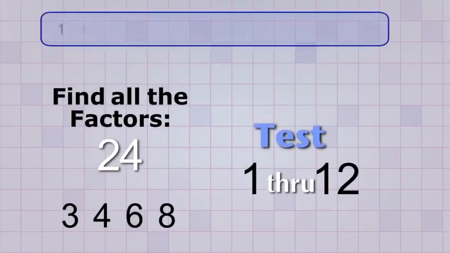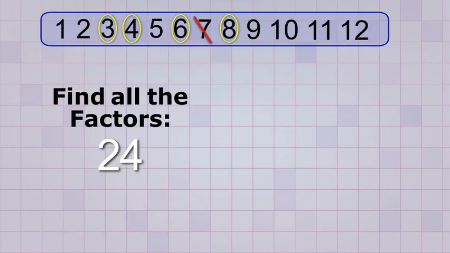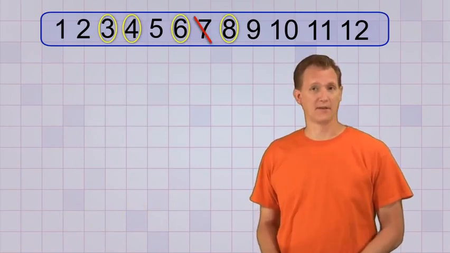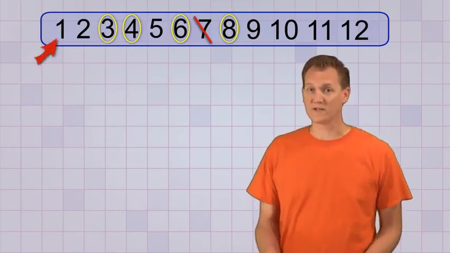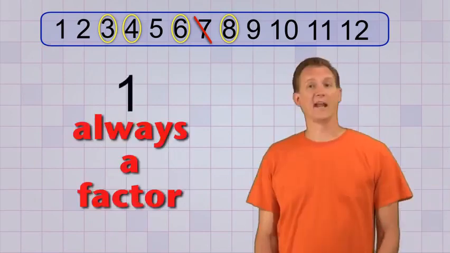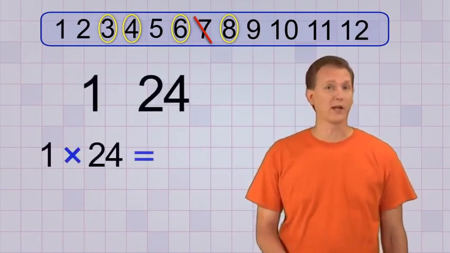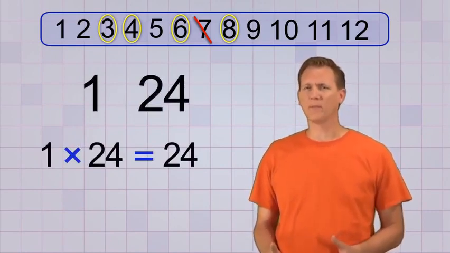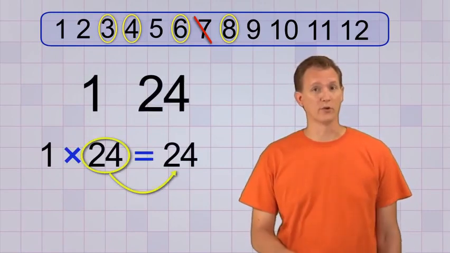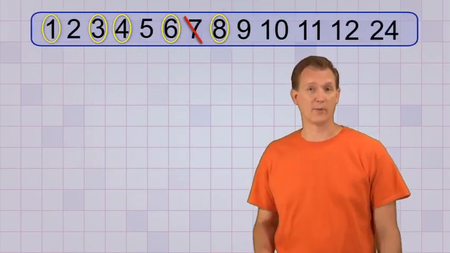To keep things organized, let's list the numbers we're going to test, and we'll circle the factors that we already know. 3, 4, 6, and 8. We can also cross out the 7 since we already tested it and found out it wasn't a factor. Okay, now for the numbers we haven't tested yet. Let's start with 1. Well, of course 1 is a factor because 1 will divide evenly into any whole number, so 1 is always a factor. And since 1 is a factor, then that means that 24 is also a factor because 1 times 24 equals 24. It might seem weird that a number is always a factor of itself, but it's true. Knowing that helps you get started listing the factors, because you can always include 1 and the number itself.